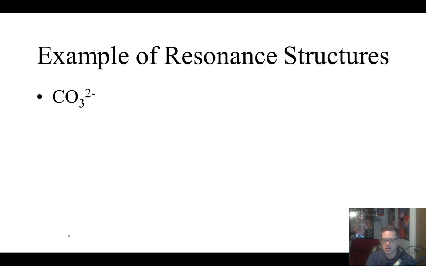All right, so let's try carbonate here. This is CO3 2-. For valence electrons, we've got carbon and 3 oxygens. We're going to add those valence electrons up. Carbon is in 4A, so it has 4 valence electrons. Oxygen's in 6A, so 3 times 6. So we have 4 plus 3 times 6. Well, 3 times 6 is 18, plus 4. So we get 22 valence electrons.